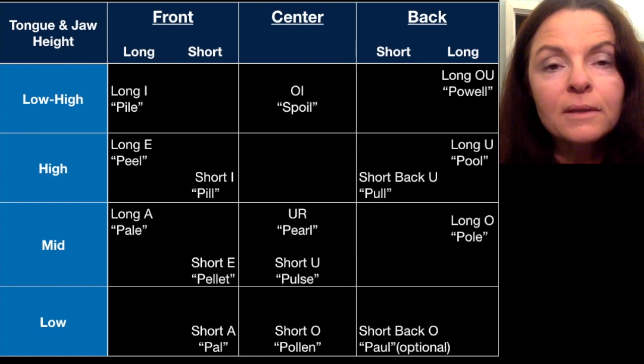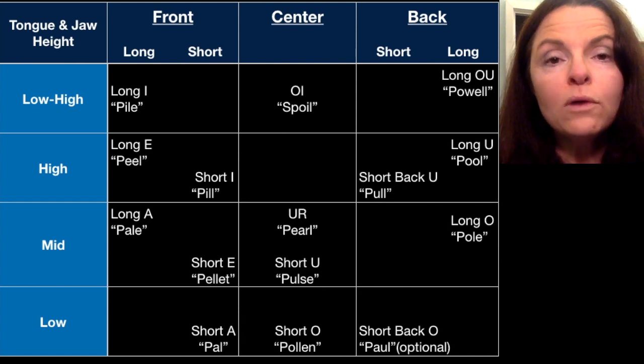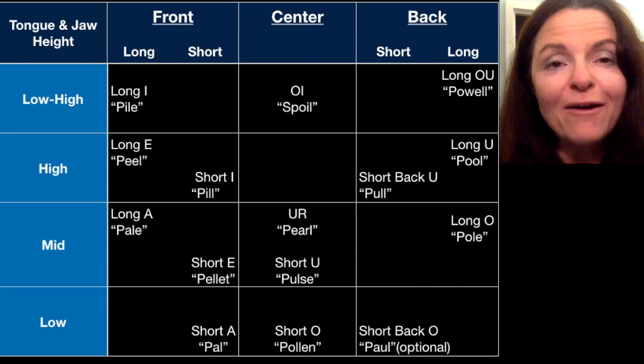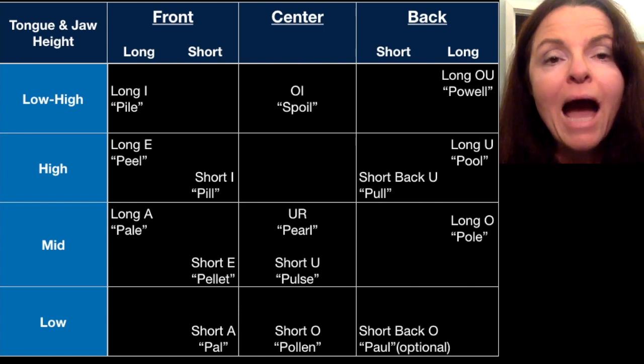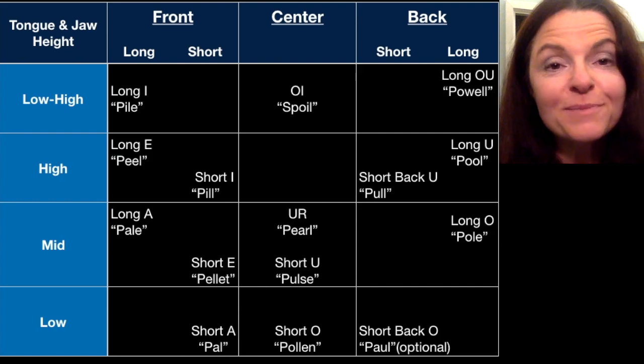Now the central vowels. Pearl. Pulse. Pollen. Now the back vowels. Pool. Pull. Pole. Paul. And now the moving vowels, the 3 on the top row. Pile. Spoil. Powell. Practice makes perfect.